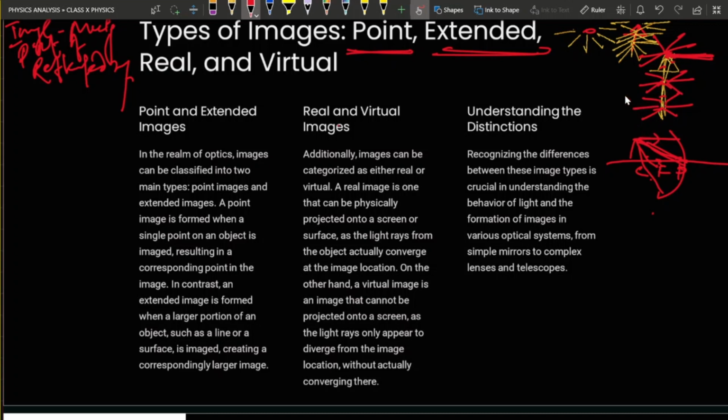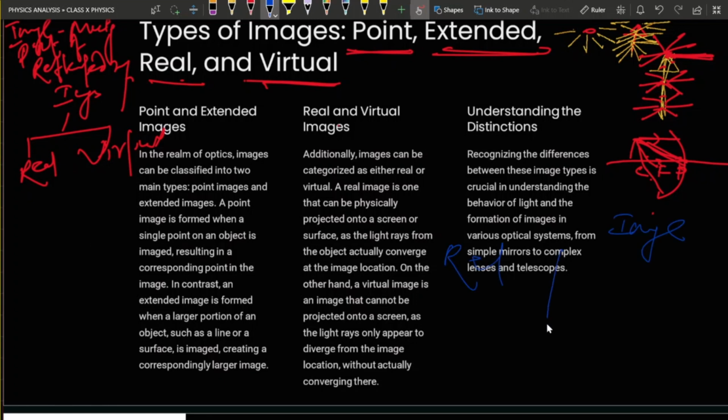So just now we discussed that an image can be point size or extended size. An object also can be point size or extended size. Now we are looking at it in terms of real image and virtual image. We have divided images into two types: one is real, and one is virtual. Let us understand what a real image and a virtual image are, and the difference between real and virtual.